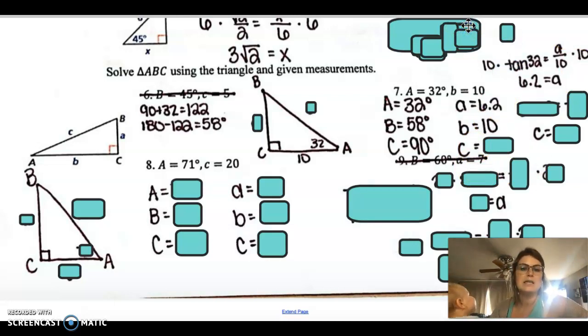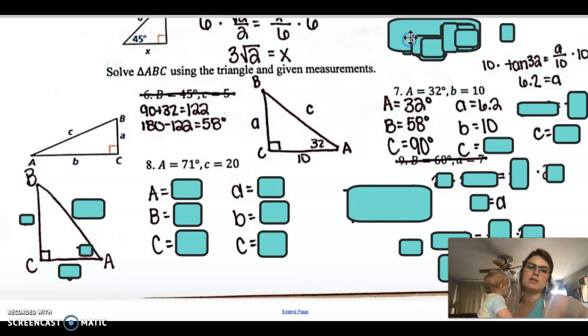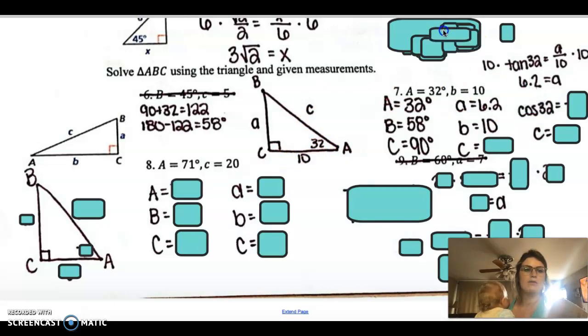Now we want to find C. Let's uncover this. That's A. Oh, and this one is C because C is directly across from capital C. Okay, so to find side C, we know 32 and 10, and we want to know C. So from 32, 10 is adjacent and c is hypotenuse. So we have cosine of 32 equals 10 over c.